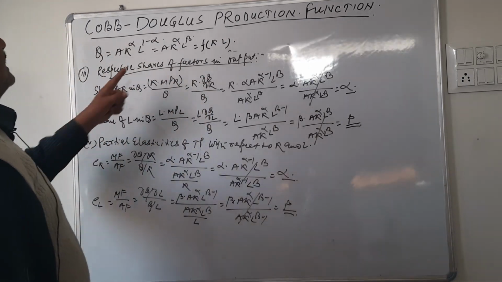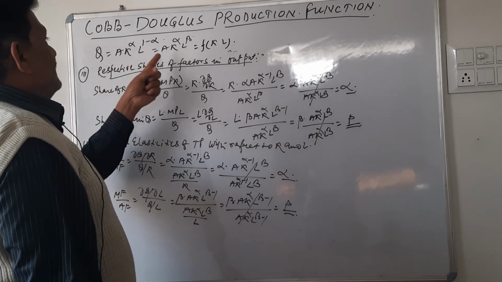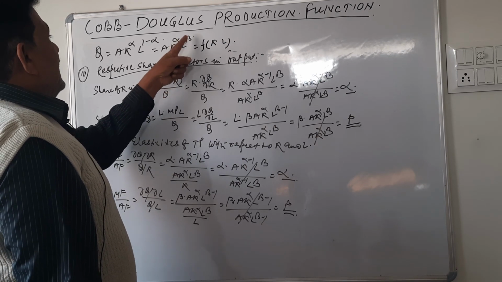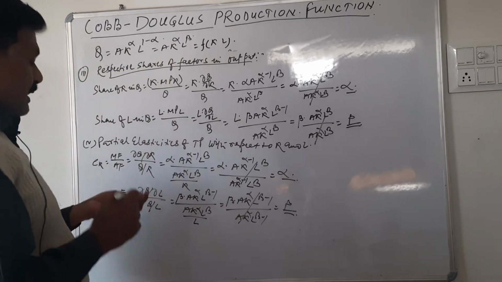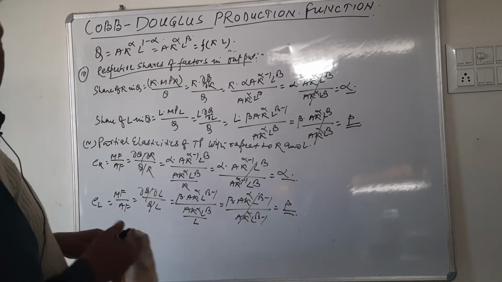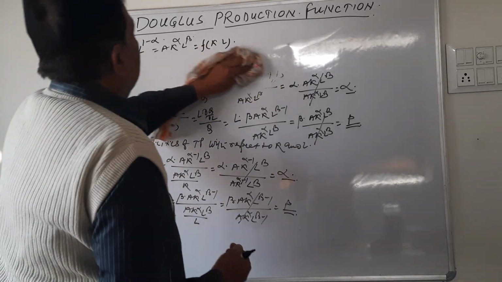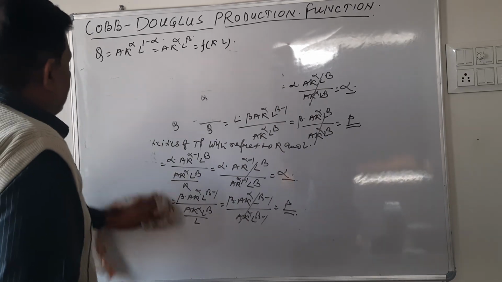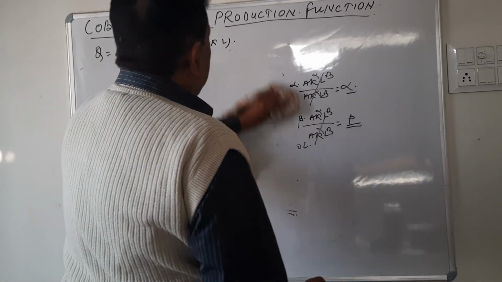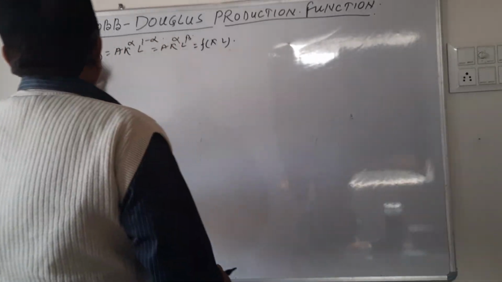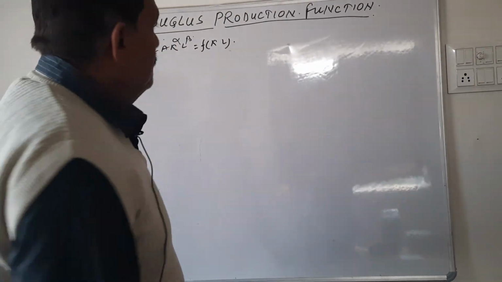So this alpha and beta are not only the shares of K and L in Q, but apart from that, alpha and beta are the respective partial elasticities of Q with respect to these two factors. Now the fifth property, the shape of isoquants. Isoquants generated by this Cobb-Douglas are well-behaved isoquants.